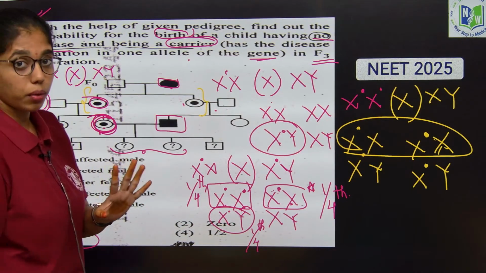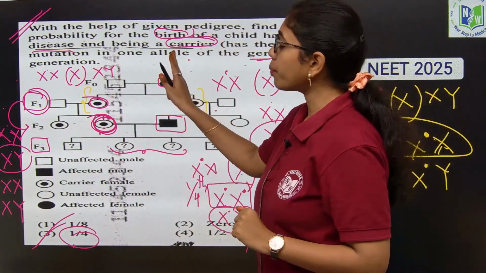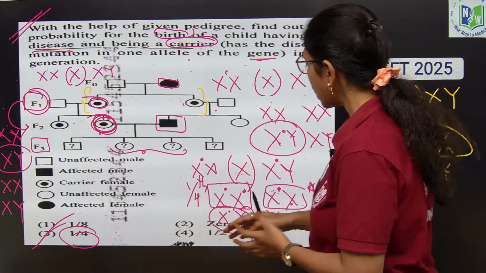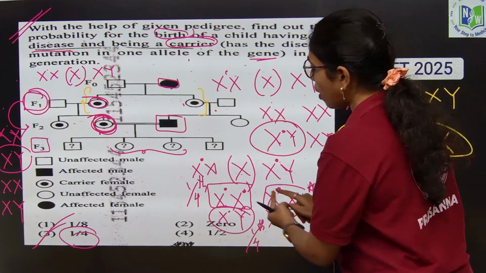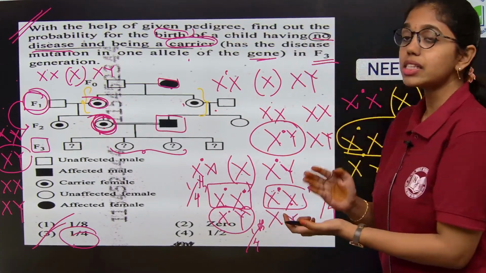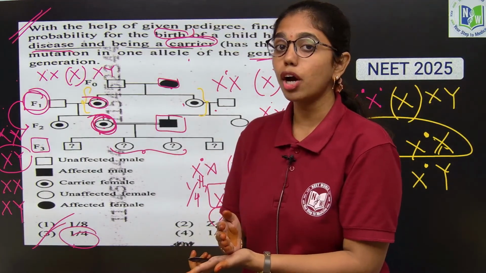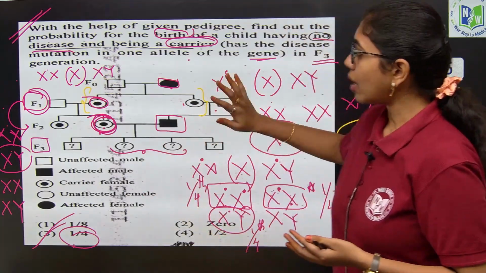But then, if the question clearly mentions to find out the probability amongst the female offsprings or amongst the male offsprings, then you have to mark 1/2, because amongst the female offsprings, what is the probability of being a carrier female? Half. What is the probability of being an affected female? Half as such. Okay, so understood?